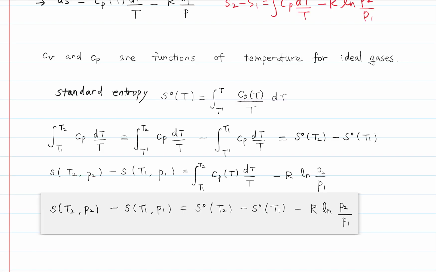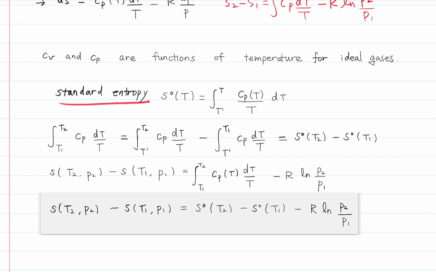So the first method is to use the standard entropy. For ideal gases, the entropy change depends not only on the temperature, but also on the pressure ratio between the states. So there are no thermodynamic tables that give entropy values for ideal gases. Cp is a function of temperature, so we cannot perform the integration without knowing the relation between the specific heat and temperature. So we are introducing a new term, the standard entropy.